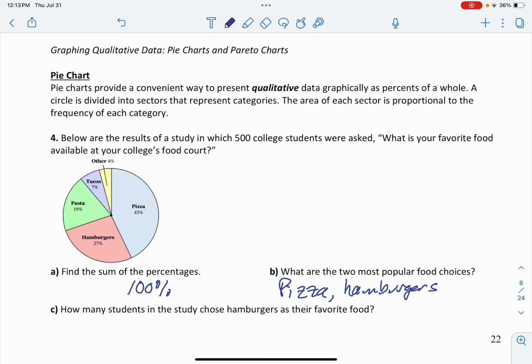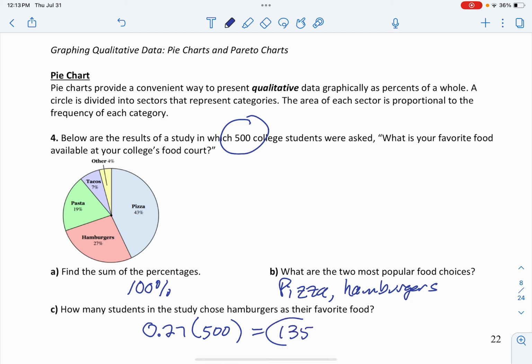How many students in the study chose hamburgers? Okay, so usually a pie chart has percentages. You can always convert that to a number if you know the total number of people in the study, right? So hamburgers is 27%. So I just need to find 27% of 500, which is a multiplication problem. 0.27 times 500, 135 would be accurate.